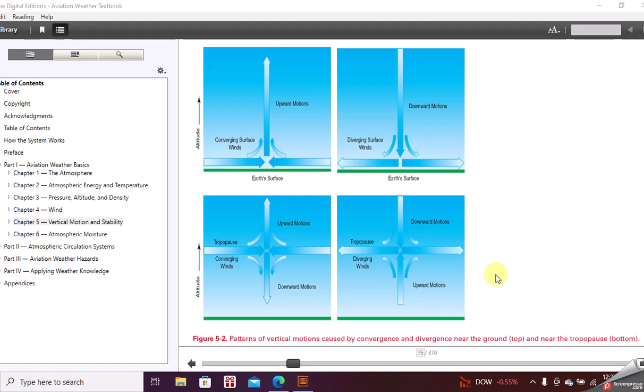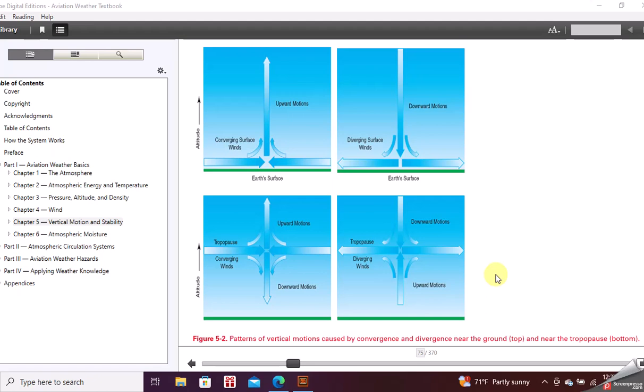If I pushed in at the bottom of a water bottle, that would have an impact at the top of the water, right? Well, the same thing is going to happen in the atmosphere. We have a fluid. So if I have winds converging at the surface, they can't go into the ground, so they're going to tend to go upwards. Convergence just means winds are coming together.